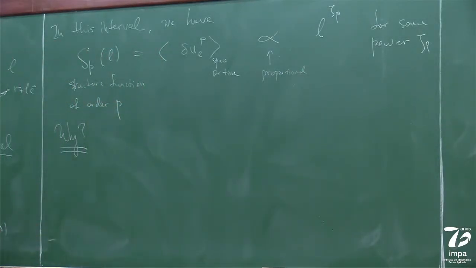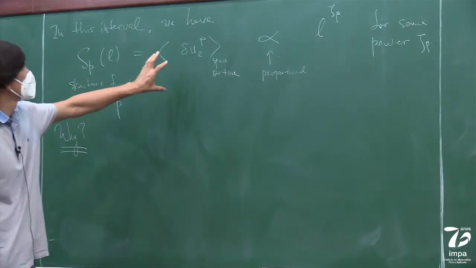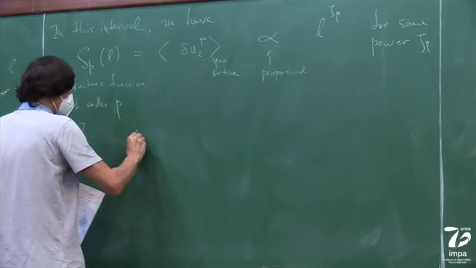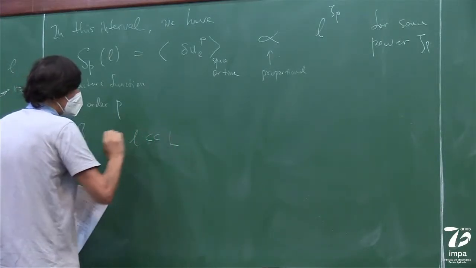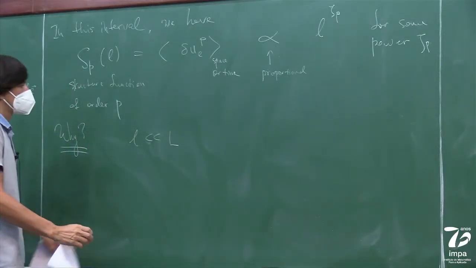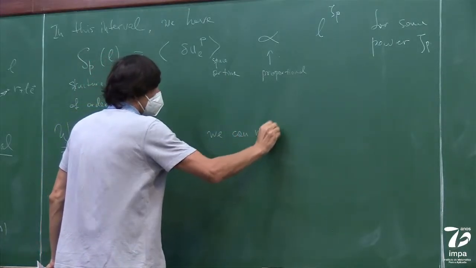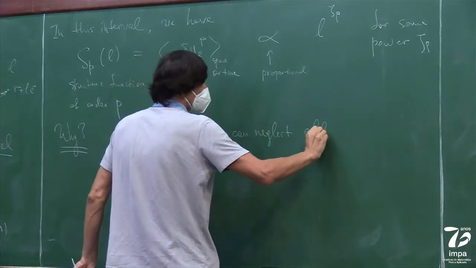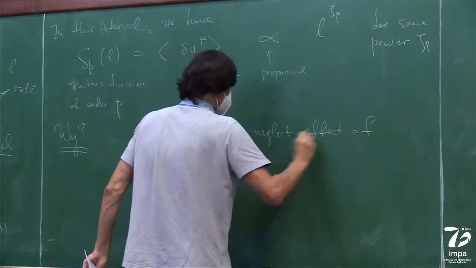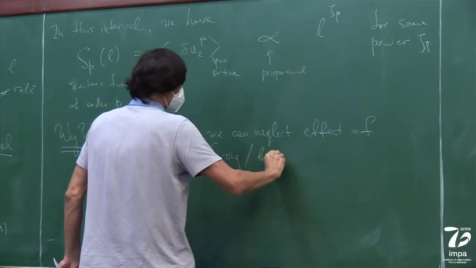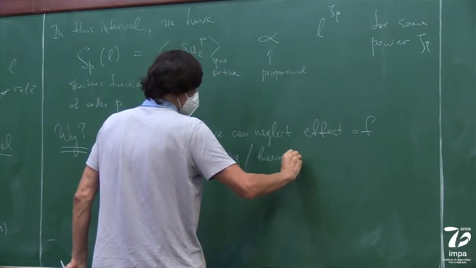Let us discuss equations of motion. What are the equations of motion which are governing these quantities? What we can see is that there are two things. First of all, l is much smaller than L capital, which means that for these scales, we can neglect the effect of forcing or boundary conditions, which is in that sense the same thing.